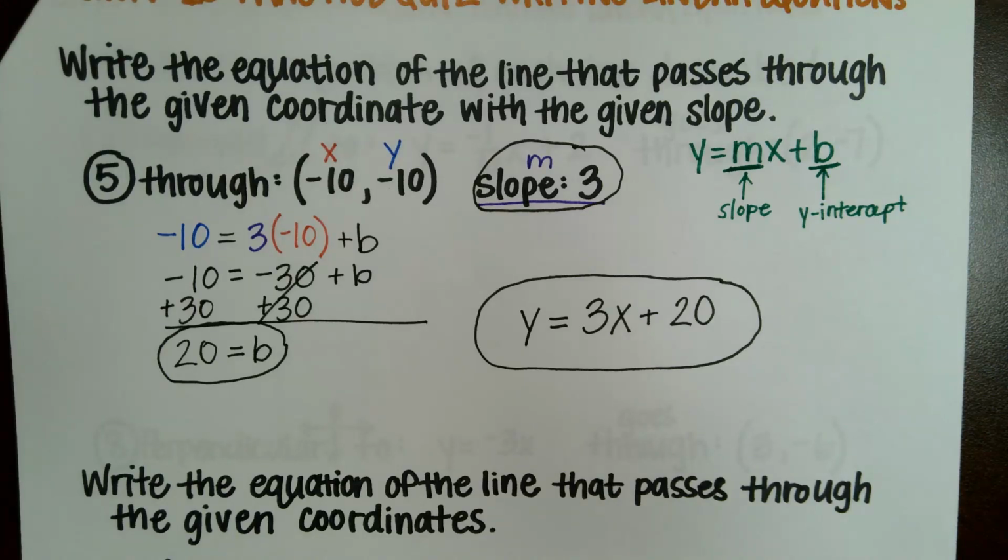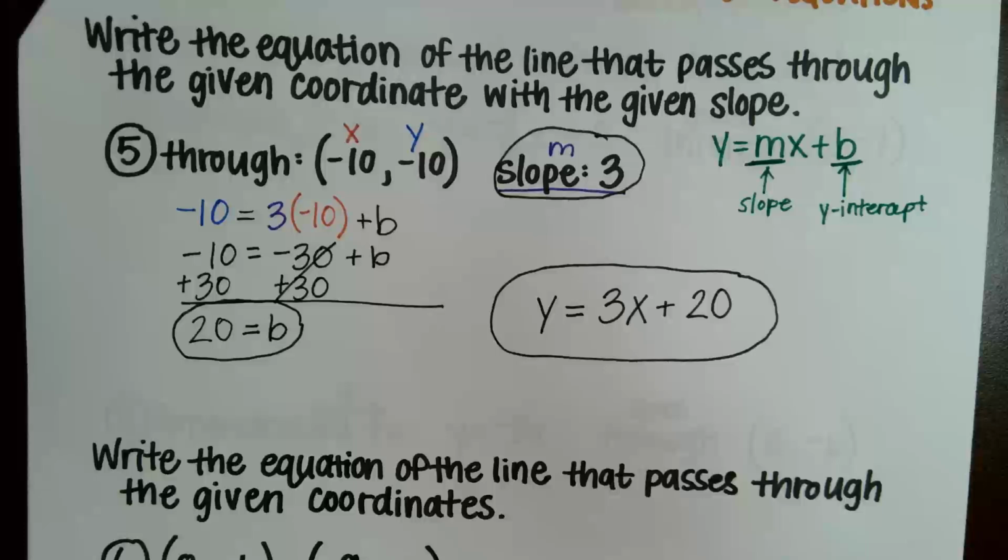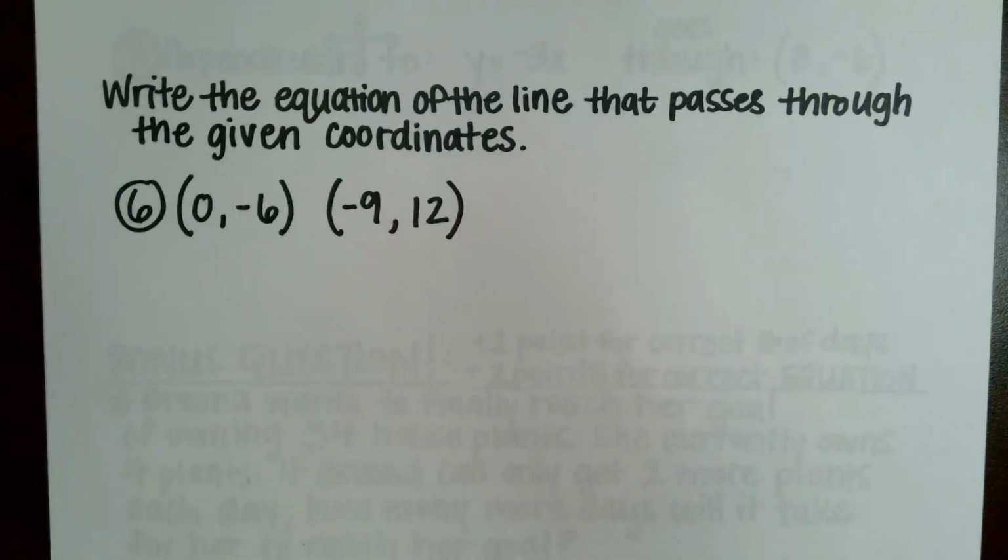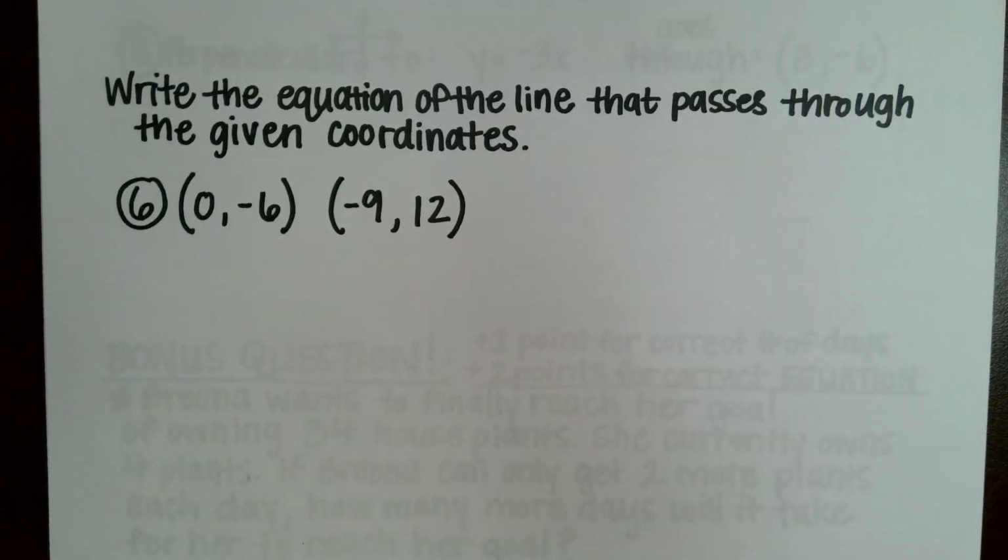Okay, any questions about number 5? Do we feel okay about it? Yes, ma'am. Awesome. Let's try 6. All right, now it says we need to write the equation of the line that passes through these 2 coordinates. What are my 3 steps that I need to take when I'm writing an equation? Do you guys remember that?